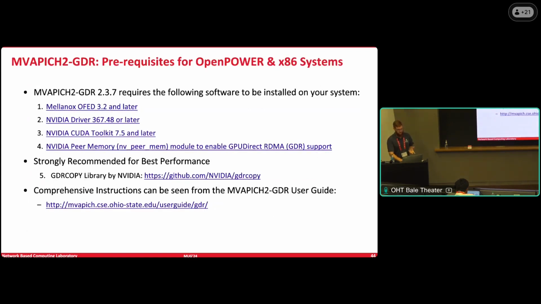These are just a couple of prerequisites for installing MVAPICH2-GDR. Most of these are going to be pretty standard. The only one that we often see people missing is the NVIDIA peermem module, which allows us to use GPUDirect RDMA, a pretty significant piece of getting the maximum performance. We also recommend that along with that, you have the GDRCopy library installed. Otherwise, you'll see significantly reduced intranode performance. But all of this can be found in our user guide on our website.